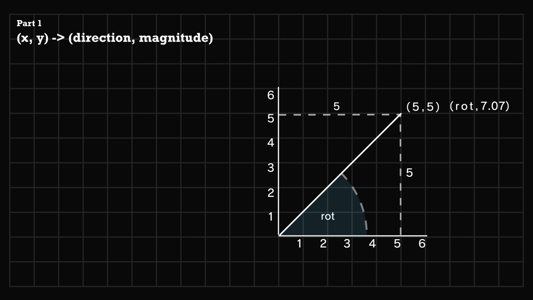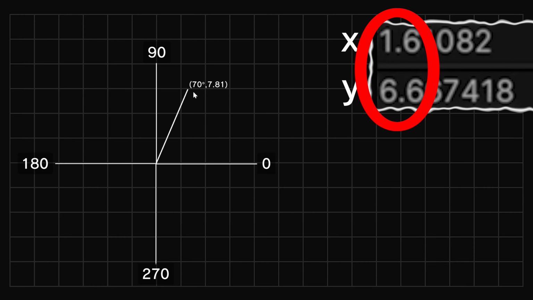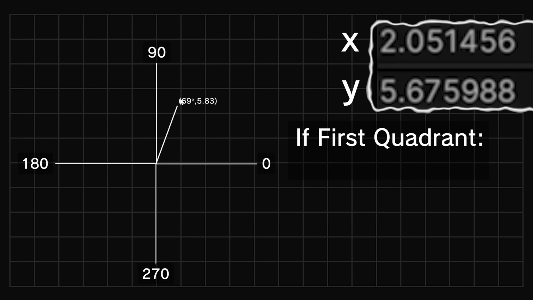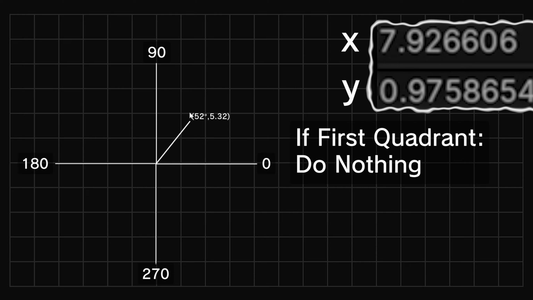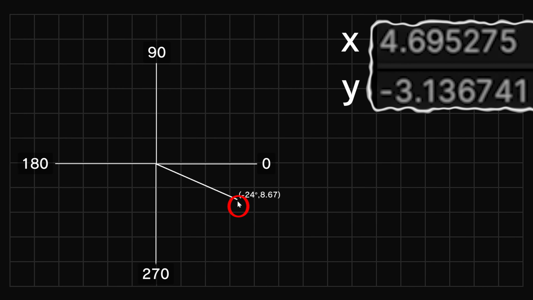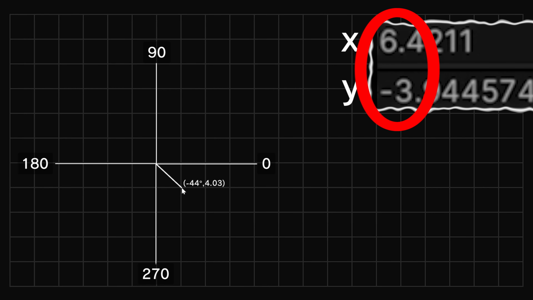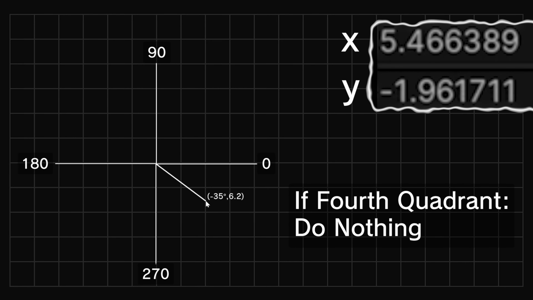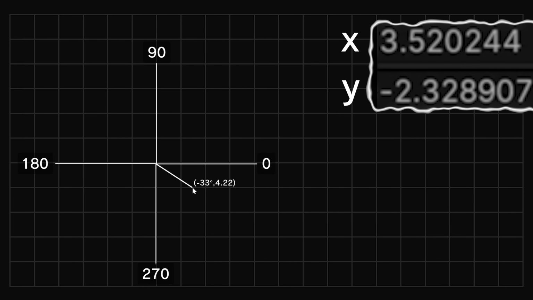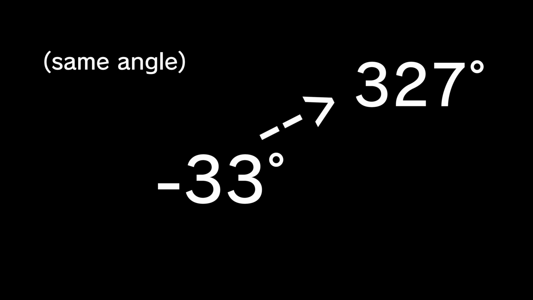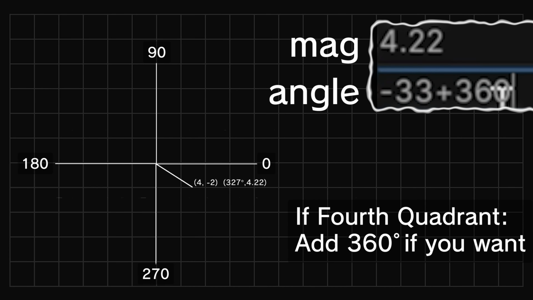To adjust the angle correctly for arctan, you need to look at the signs of the components as follows. If x and y are both positive, it's in the first quadrant, which is 0 to 90 degrees, and in this case, we can just do nothing. If x is positive and y is negative, it's in the fourth quadrant, and we can also do nothing in this quadrant, but it's showing negative 33 degrees, which can also be 227 degrees. If you want, you can add 360 degrees to change it to 227 degrees.